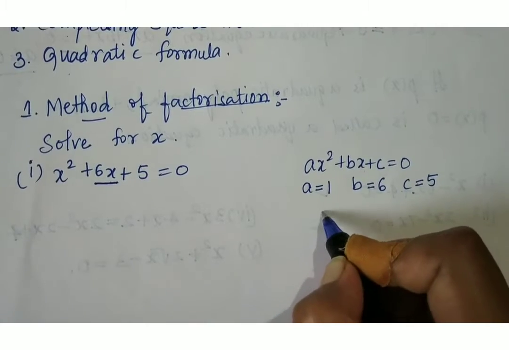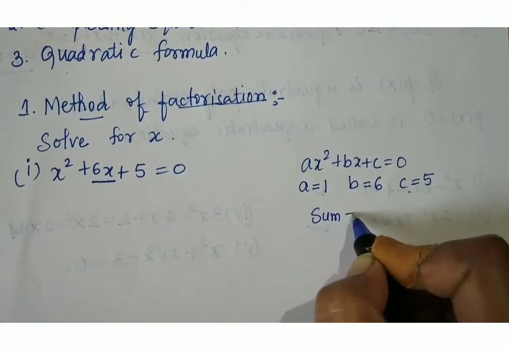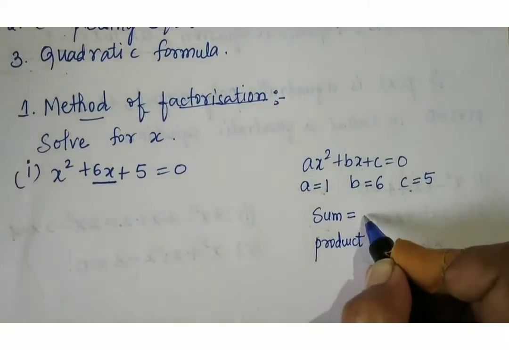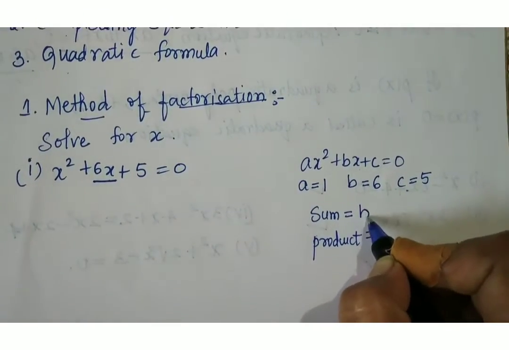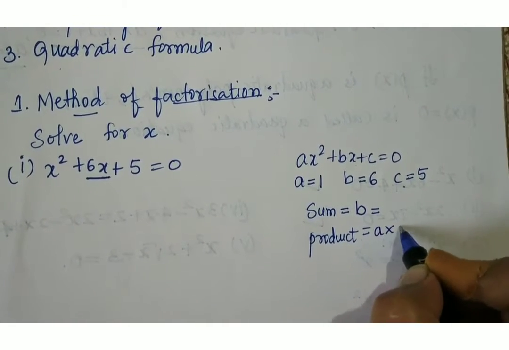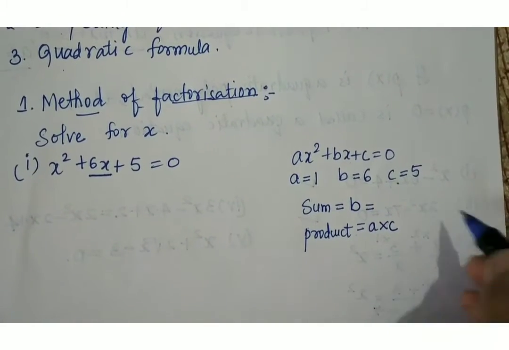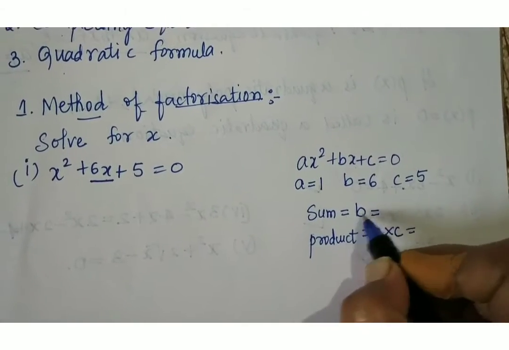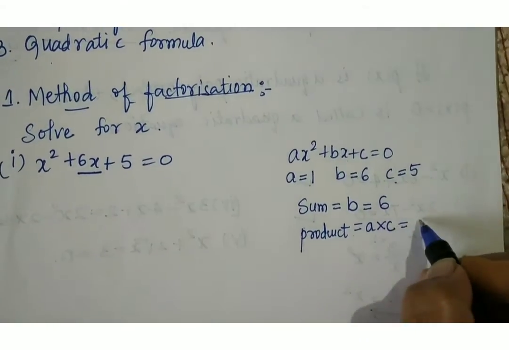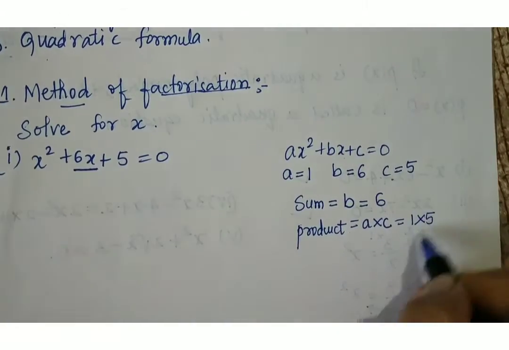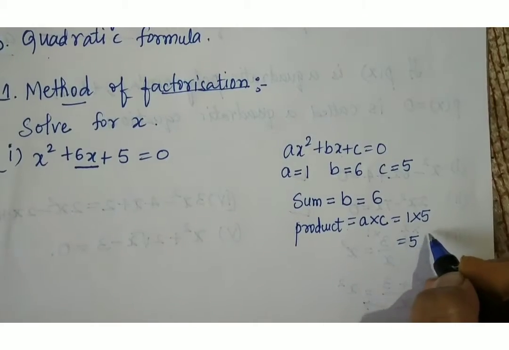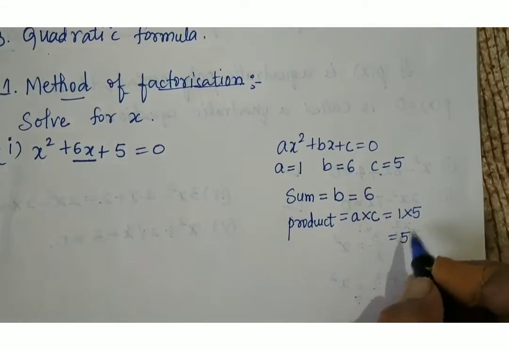Here we need to find the sum and product. What is sum? Sum is nothing but the value of b. And what is product? It is the product of the coefficient of x square and the constant term, that is a into c. So sum here is 6, and product is a into c, that is 1 into 5 is equal to 5. Coefficient only we have to take.